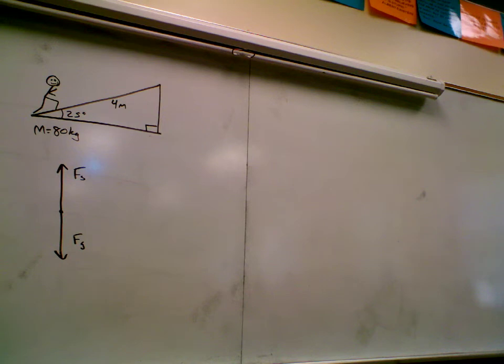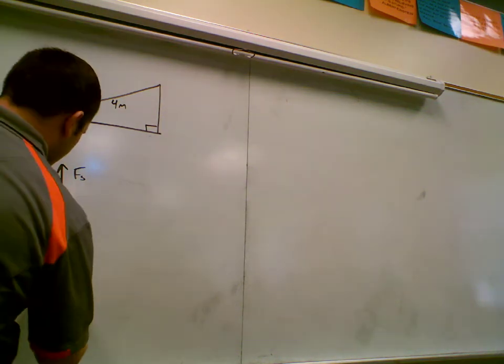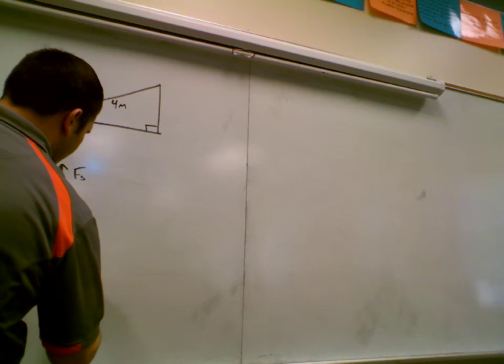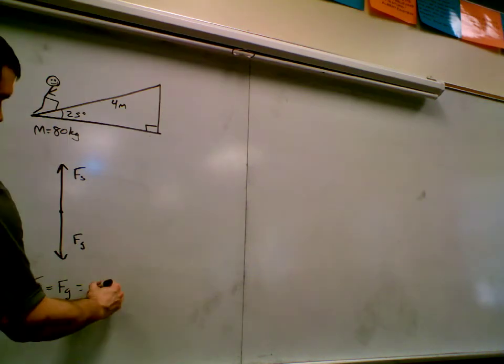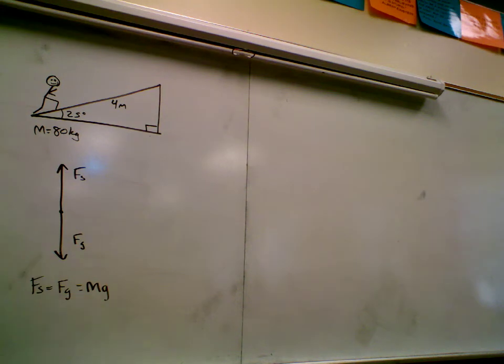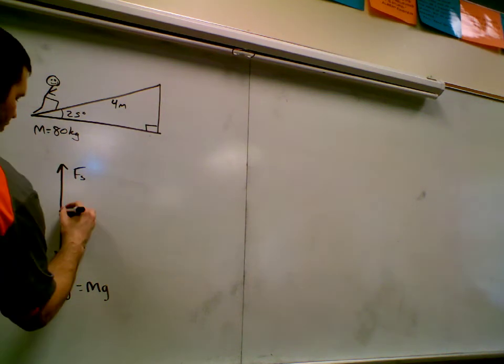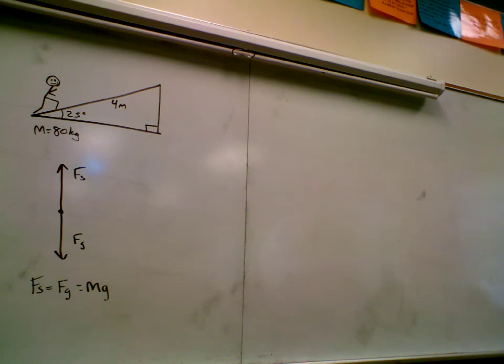They're opposite and equal. So the force of the student equals the force of gravity, which equals mg, not 9.8. g is the acceleration due to gravity. I saw that on your last test a lot. Force of gravity is not little g. All right. Any questions about that, guys?